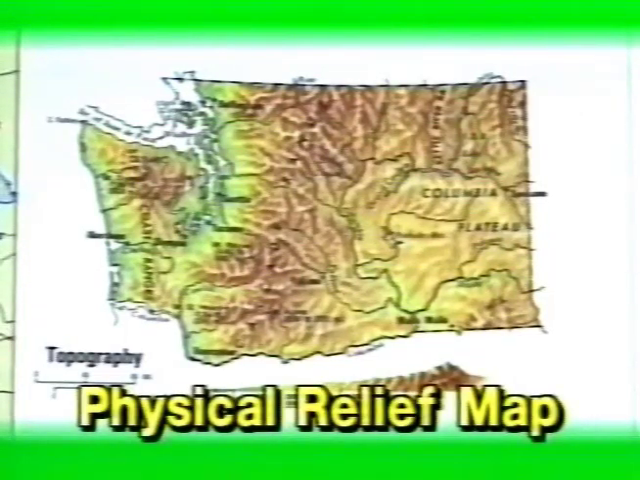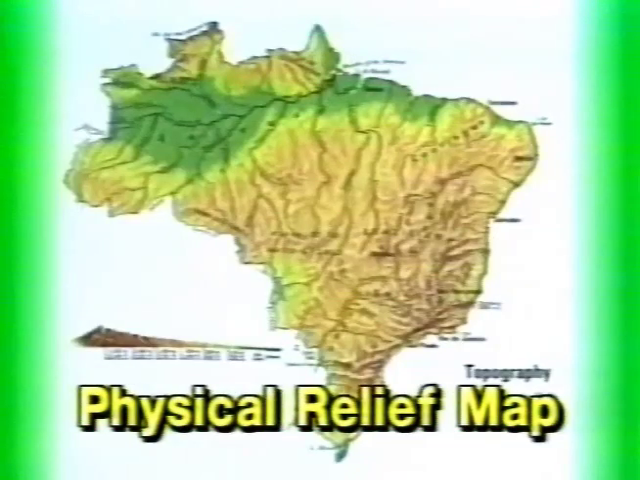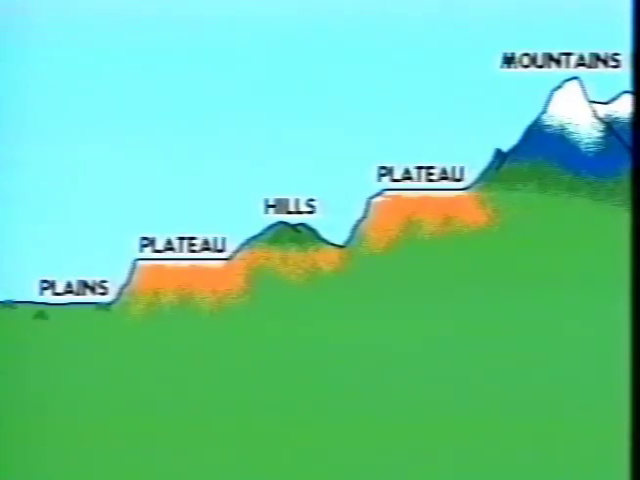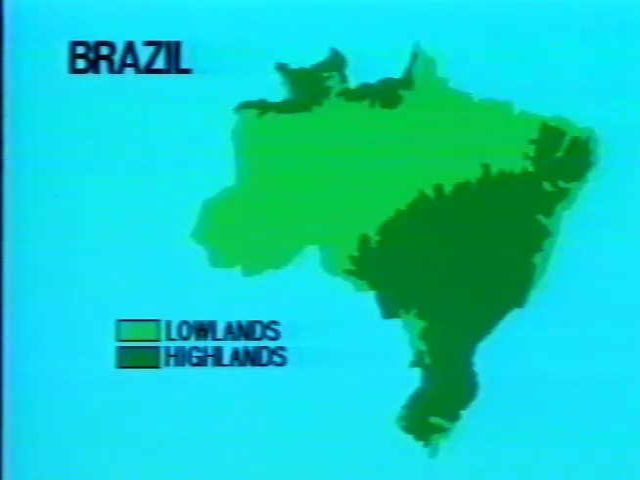Another kind of map is the physical relief map that shows the topography or physical surface of parts of our planet. These surface features often include the landforms of plains, plateaus, hills, and mountains. This physical relief map of Brazil indicates the lowlands and highlands of the country. Scientists describe lowlands as lands up to 500 feet above sea level.